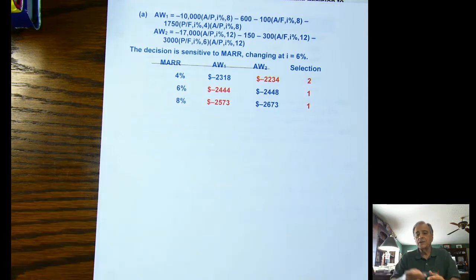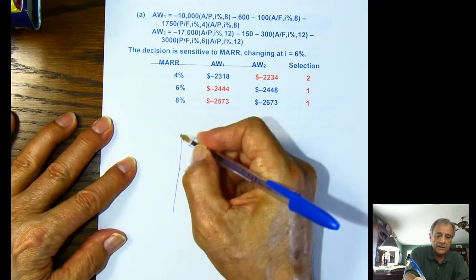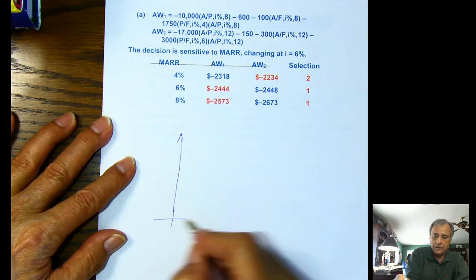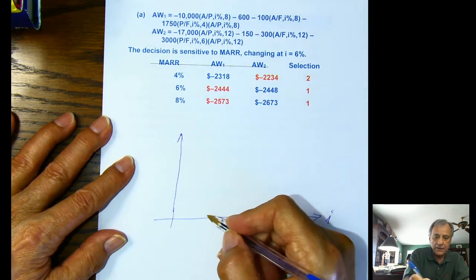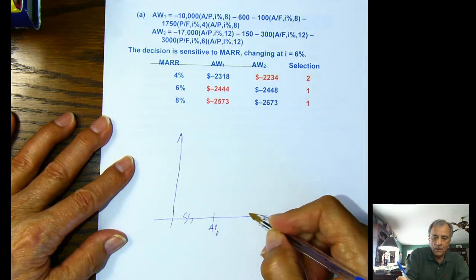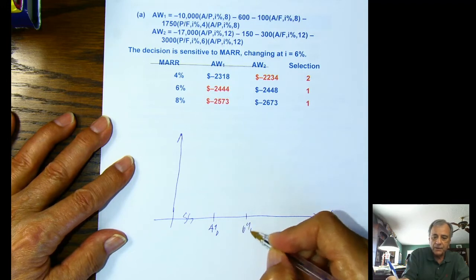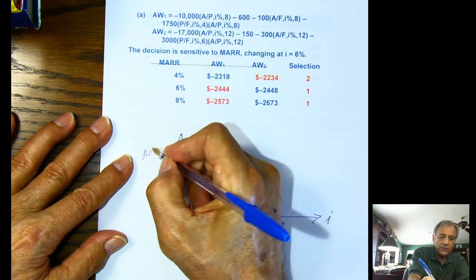And then at 8%, system 1 again. So the decision does change, and it changes somewhere between 4% and 6%. So you basically have a graph that would look like this. This would be the rate, i, that's the variable, and this is, say, 4%, 6%, 8%, and this is the annual worth.